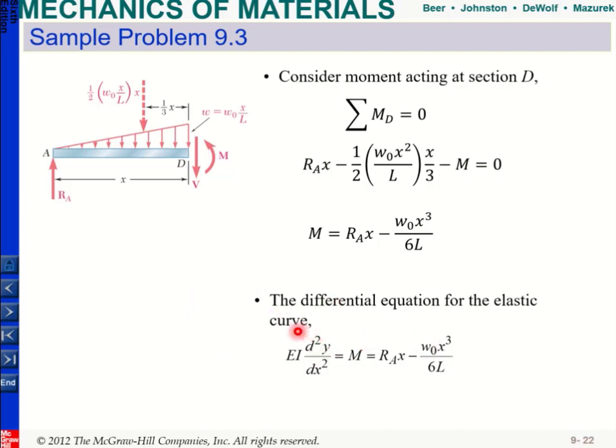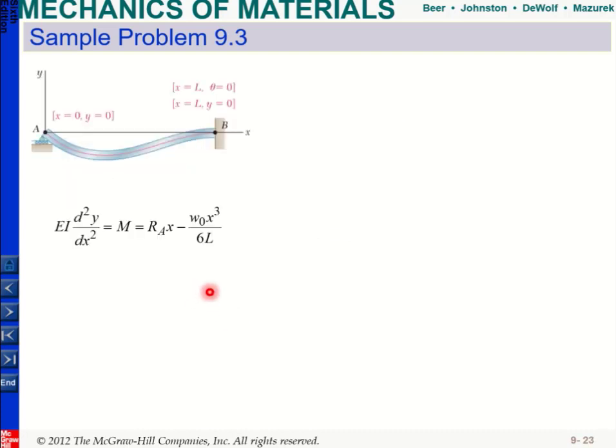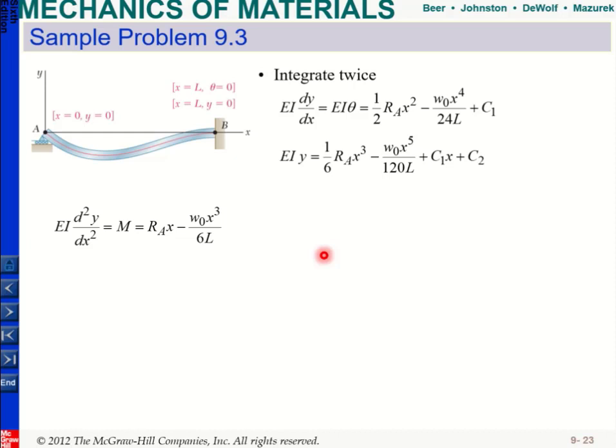Okay. All right. And then what I can do is, after I write this, I just need to take the integration. If you integrate once, you will get the slope. If you integrate one more time, you will get the deflection. And when you do that, you will get these unknowns. When I look at this, I don't know what RA is, I don't know what C1 is, and I also don't know what C2 is. So I have 3 unknowns.